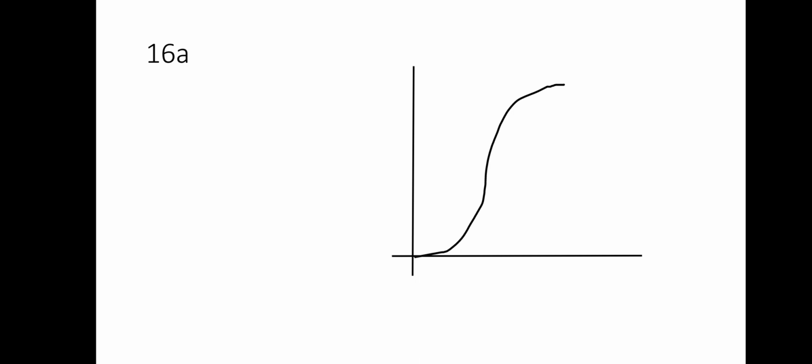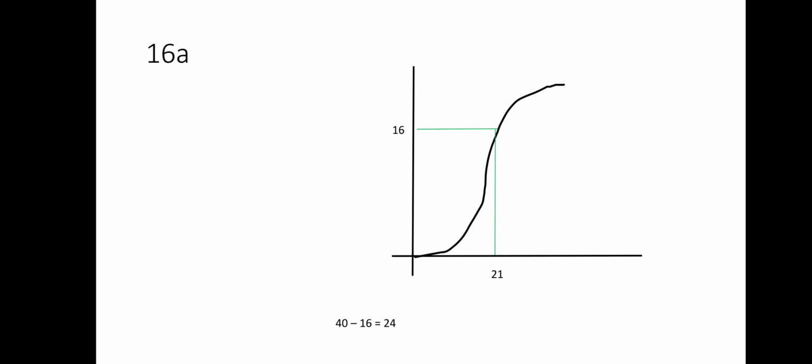Question 16. The cumulative frequency graph represents the masses of 40 necklaces. A jeweler buys every necklace with a mass greater than 21 grams. Use the graph to estimate how many she buys. So this is 16a. If we work out how many necklaces have a mass of 21 grams or less, then we can see that the corresponding value of y is 16. So that means that 16 necklaces have a mass of 21 grams or less, because this is a cumulative frequency graph.